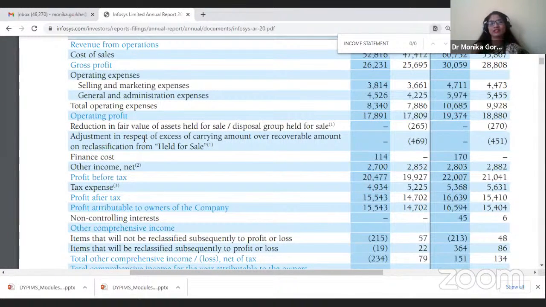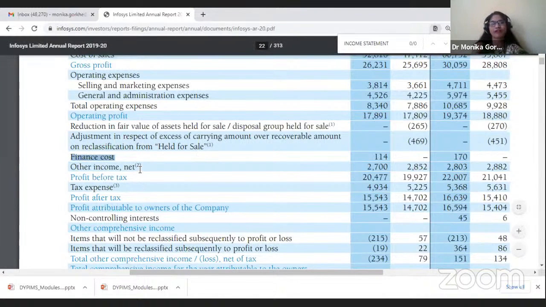Moving ahead, after getting operating profit, we start reducing the finance cost. These are additional items, which will change as per the nature of the business. Finance cost means whatever interest we are going to pay. We reduce the finance cost from your operating profit, and after that we get the profit before tax. So this is the amount.